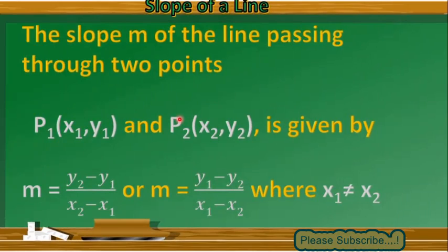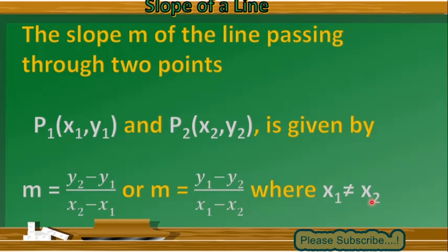The slope of the line passing through 2 points. For example, here we have P1 containing the coordinates x sub 1 and y sub 1, and for point 2, we have x sub 2 and y sub 2. The slope is given by this formula: slope equals y sub 2 minus y sub 1 over x sub 2 minus x sub 1. Or it can be the slope equals y sub 1 minus y sub 2 over x sub 1 minus x sub 2, where x sub 1 should not equal x sub 2.